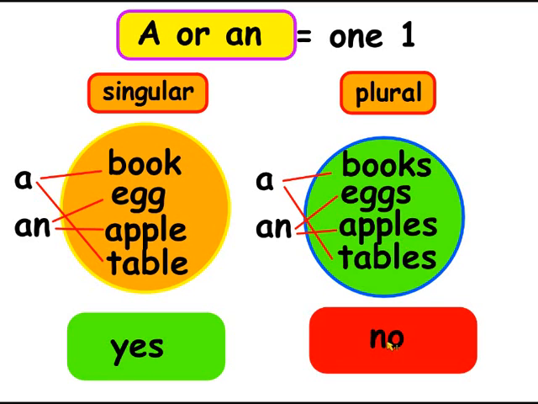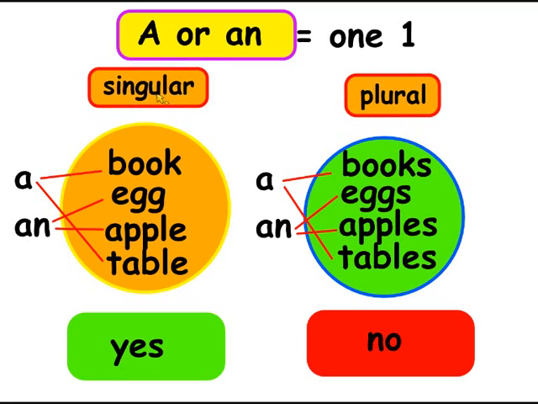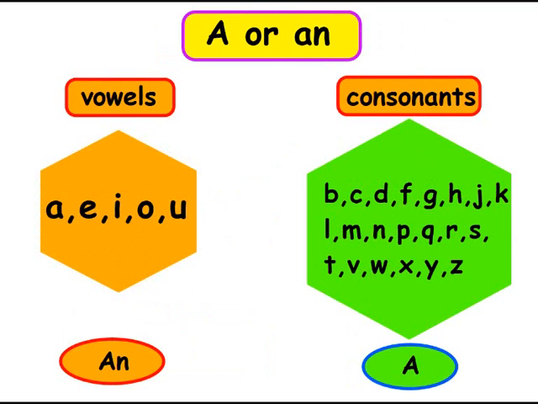No way. We cannot use a or an for plural forms. Remember, no plural, yes singular. Okay, so if we have a singular noun, we have to see the first letter, how it begins. If the first letter of the word starts with a vowel.